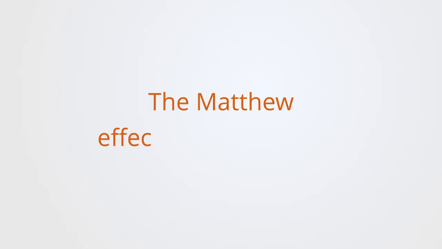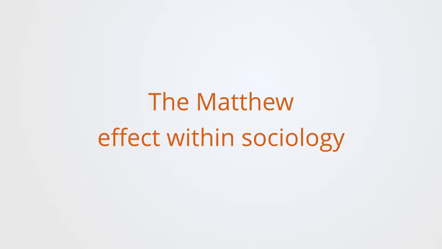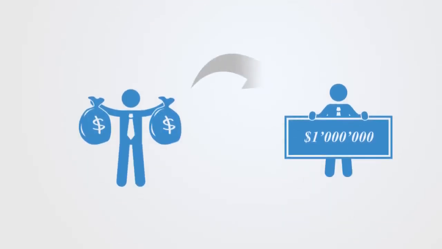Another good example would be what is called the Matthew effect within sociology. The Matthew effect describes the fact that advantage tends to beget further advantage. Thus, this phenomena is also known as the rich get richer, as these feedback loops tend to increase initial inequalities.